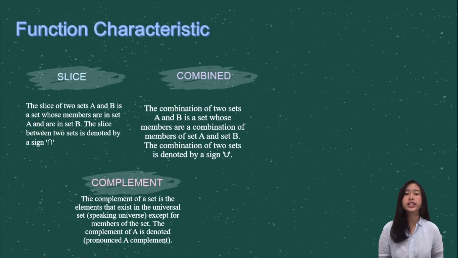Operation characteristics. Intersection. The intersection of two sets A and B is a set whose members are in set A and are in set B. The intersection between two sets is denoted by a sign like this.